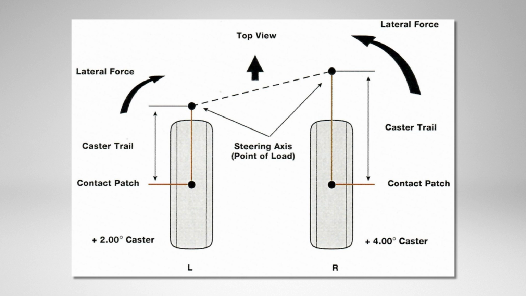This difference in caster is described as cross caster. A vehicle will pull or drift toward the side of the vehicle with the least amount of positive caster. The diagnostic rule regarding cross caster is caster pulls negative.